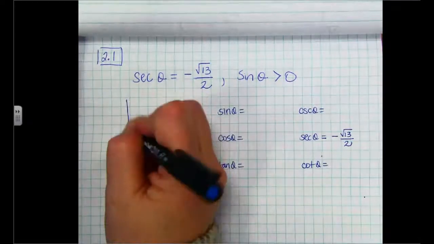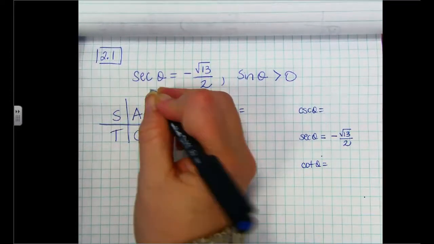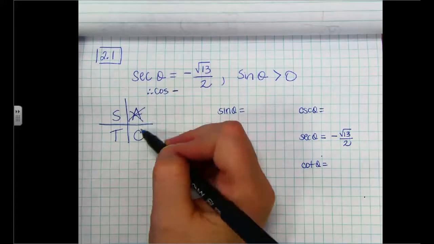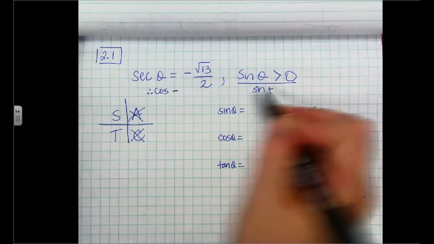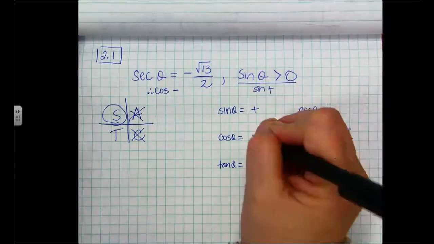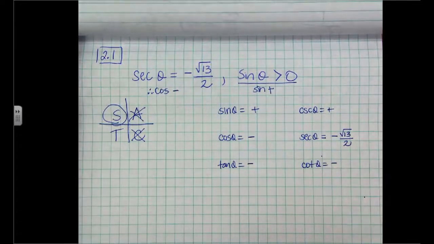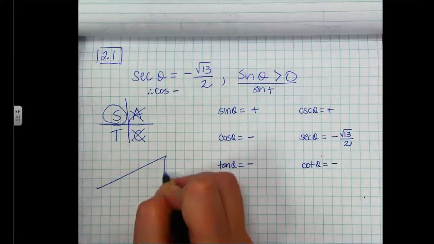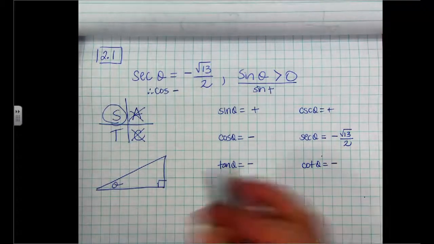Alright, now figure out what quadrant you're in. All Students Take Calculus. Secant's negative, which means its reciprocal cosine is also negative, so I can't be in 1 or 4. Sine greater than 0 means it's positive, so I must be in quadrant 2. So I put positive signs next to sine and its reciprocal, and every other answer must be negative. Okay, trig plus fraction, draw a right triangle, and use SOHCAHTOA to label it.